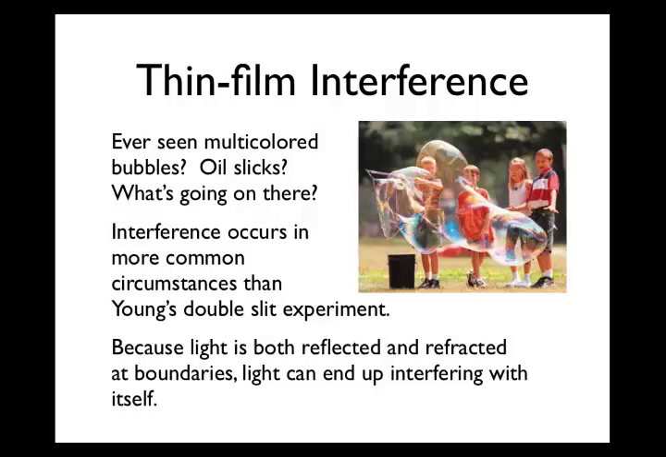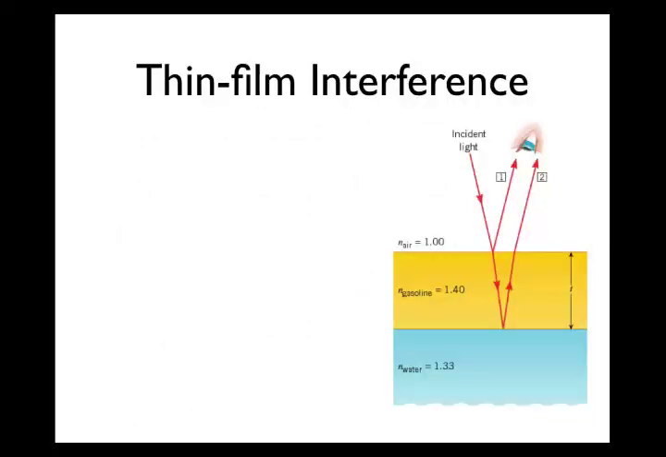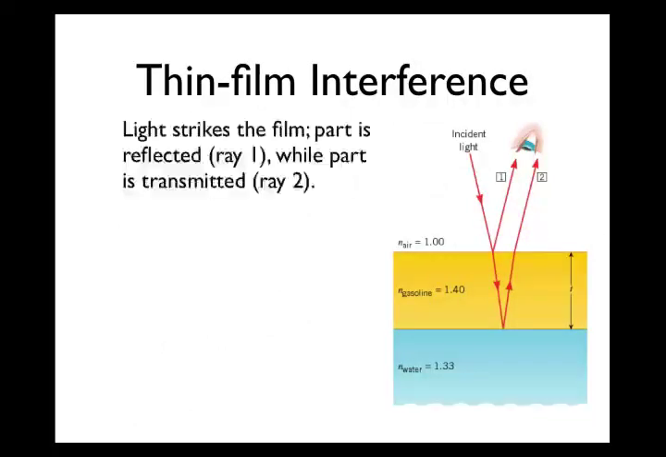So it turns out light can end up interfering with itself because some of the light that gets transmitted into a new material will reflect back at the next boundary and then run into the light that was reflected at the first boundary. And we'll see that diagrammatically here in a minute. In fact, there is a picture where light strikes a boundary between air and gasoline, and part of that light gets bounced back to the eye. That's path 1 on the diagram.